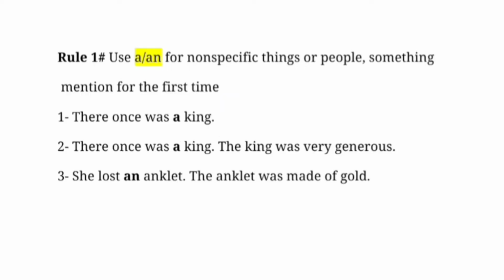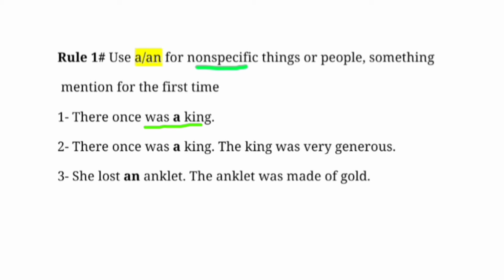Indefinite articles a and an are used when we are referring to a non-specific thing or people or something mentioned for the first time. We use them when we don't know or don't care which thing we are talking about. Like, there once was a king. Since I don't know which king he was, that is, we don't know his name, where he is from, or anything about him, we can't say the king.